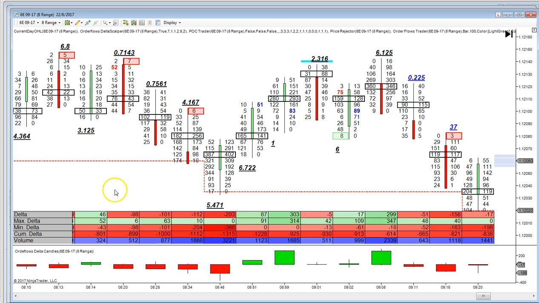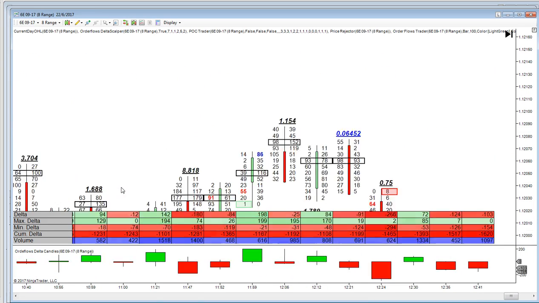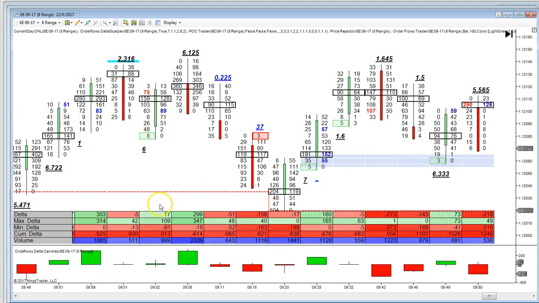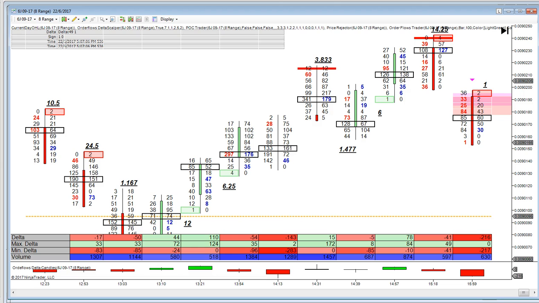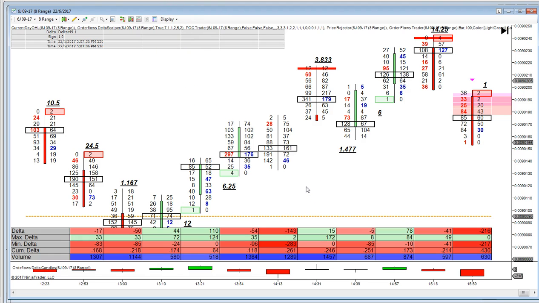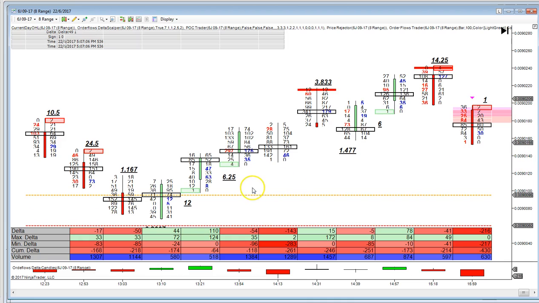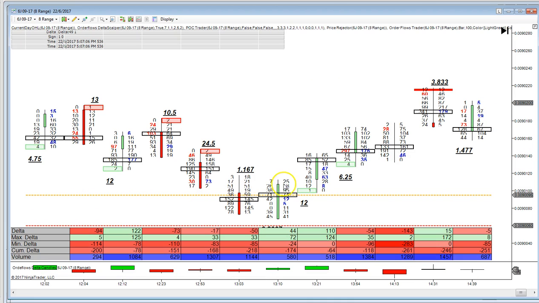So, again, back to the 8 range chart. Okay, let me find a different chart. Okay, so again, cumulative delta, sometimes when I say it's lagging, you got to take into effect, it's a cumulative number from a certain point in time.